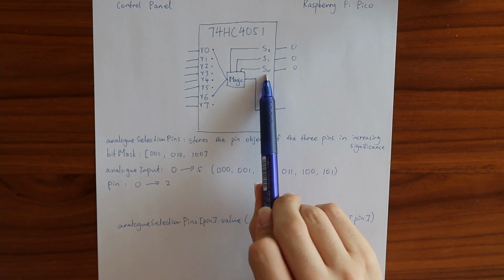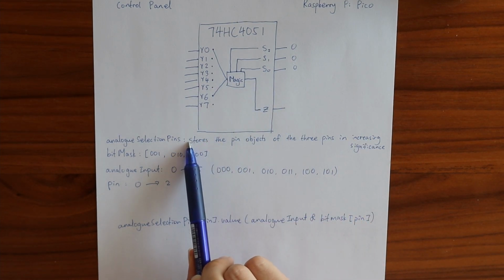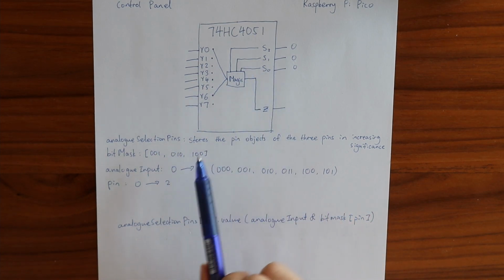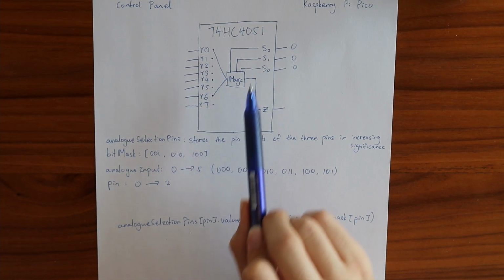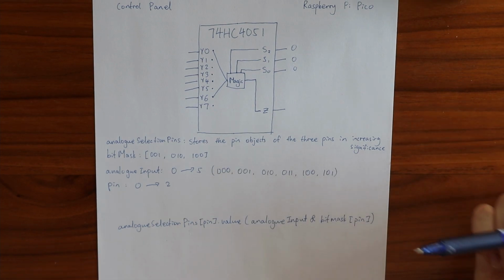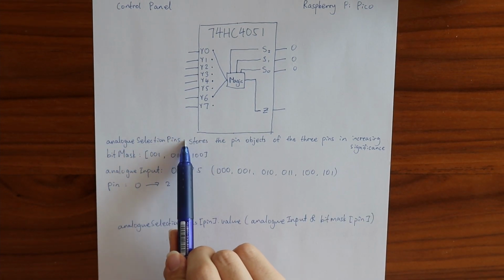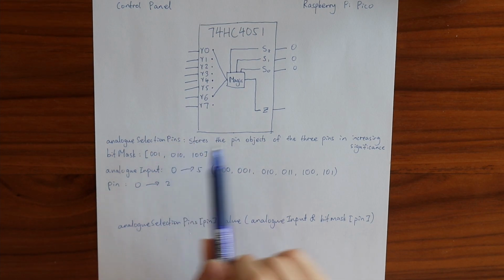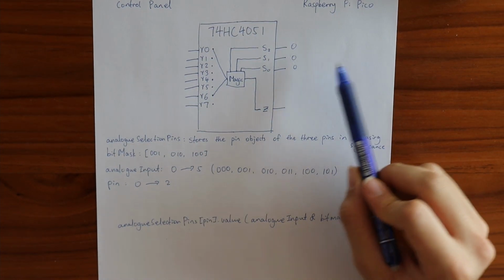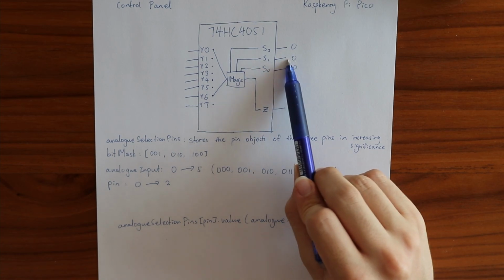So the pin that's connected to S0 is stored in the 0th position of the array, S1 is in the first position, and S2 is in the 2nd position. Meaning, if you put in analog selection pins square brackets 1, close square brackets, then it's referencing the digital pin that's connected to S1 of the chip.